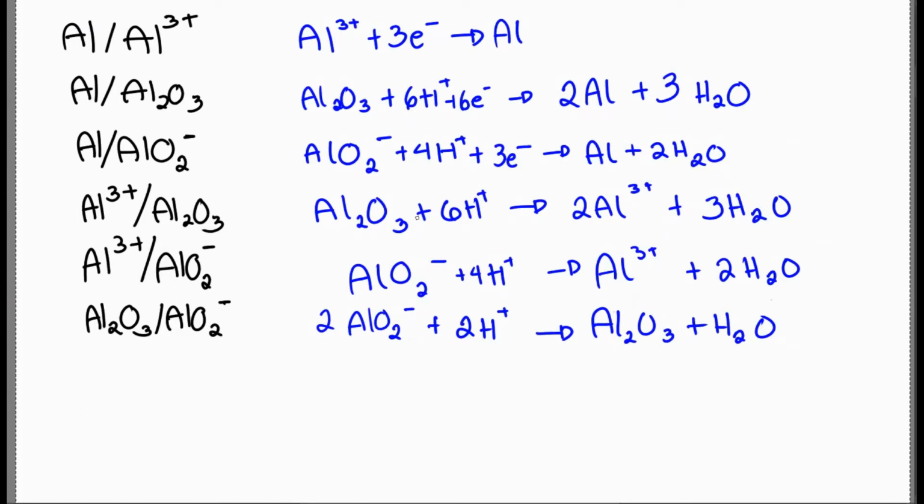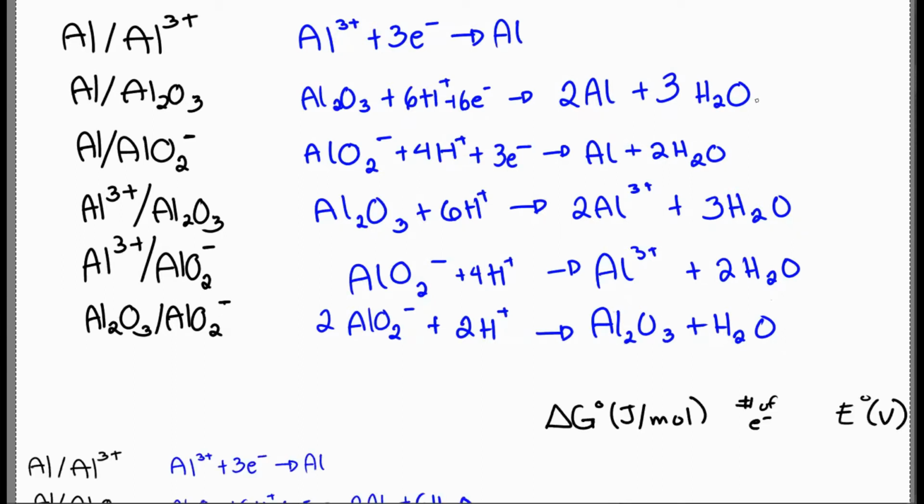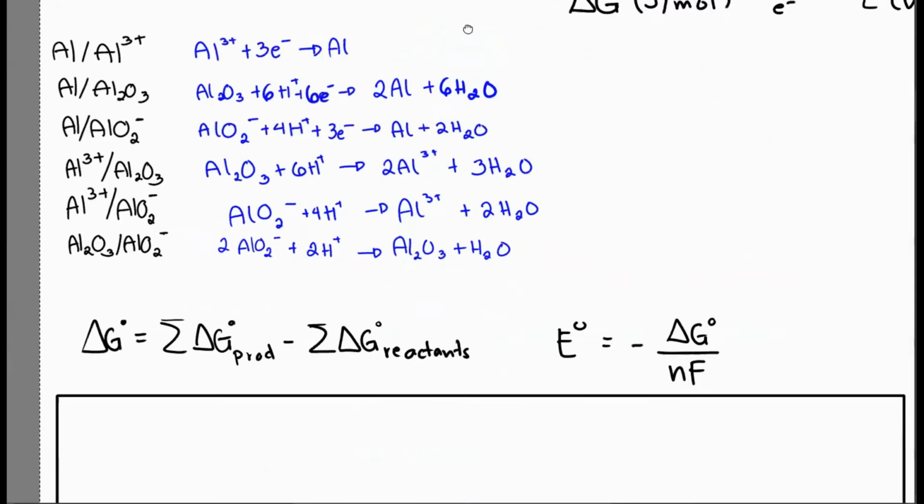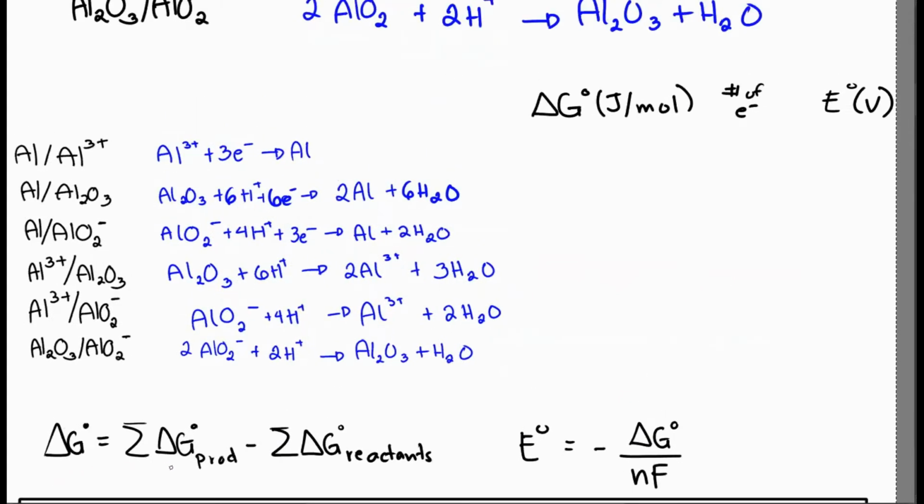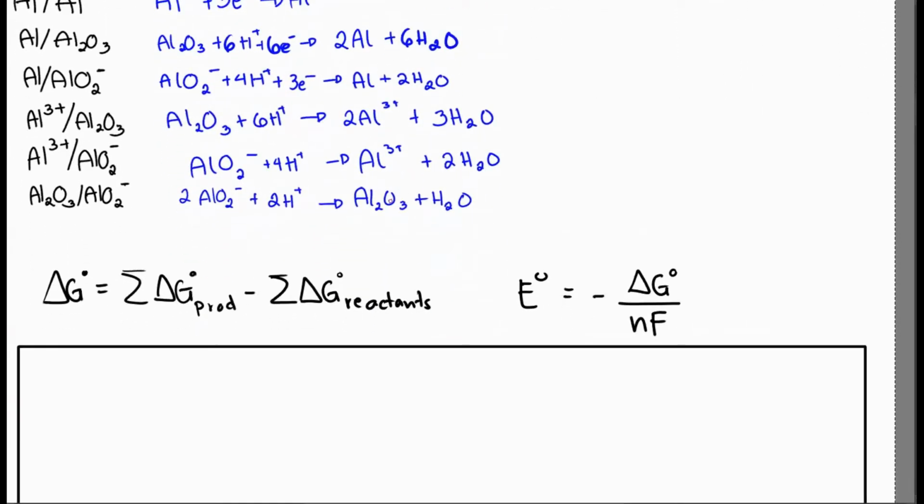So now that we have the balanced chemical reactions, we determine the delta G naught and the standard potential for each of these reactions. Again, delta G naught is equal to delta G naught of the products minus delta G naught of the reactants. So let's look at one of our reactions. I already started, so I'll use the AlO2 minus.